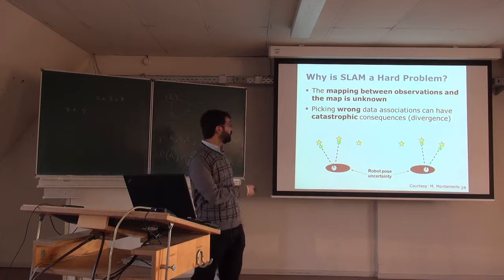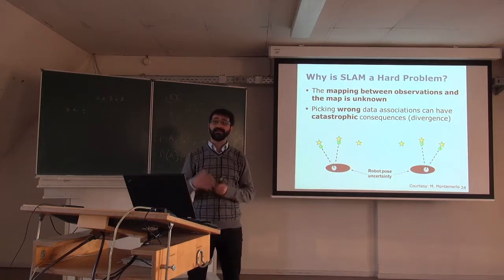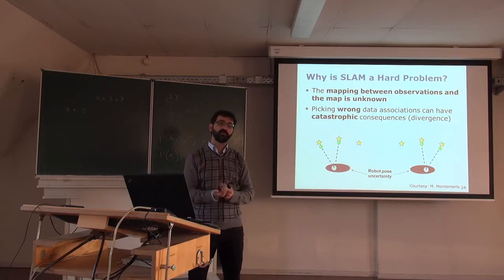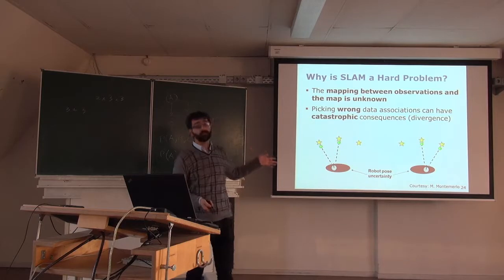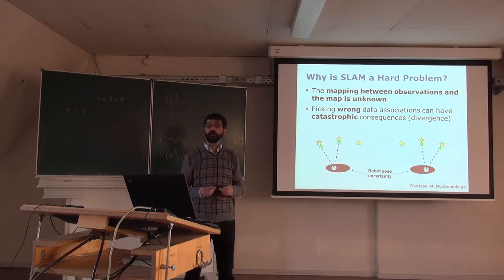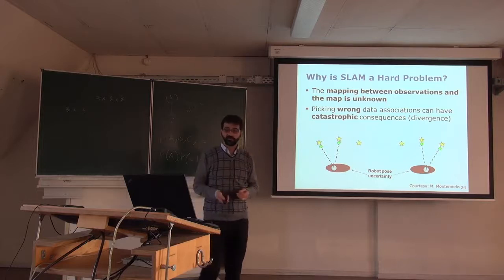So the more uncertain you are, the harder is this problem. So the harder it is to decide if what you're observing is what you think you're observing, okay? And that's called data association. And that's a big problem in state estimation, especially with mobile robots.